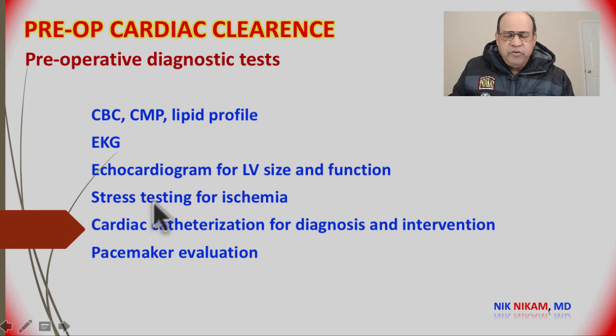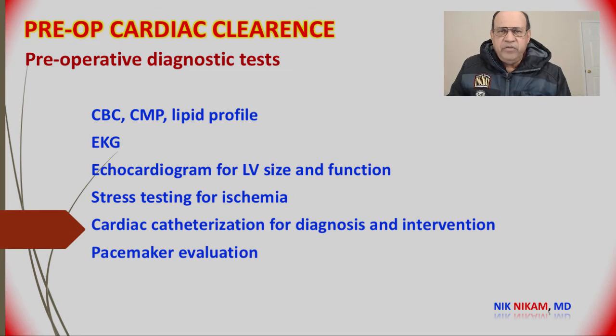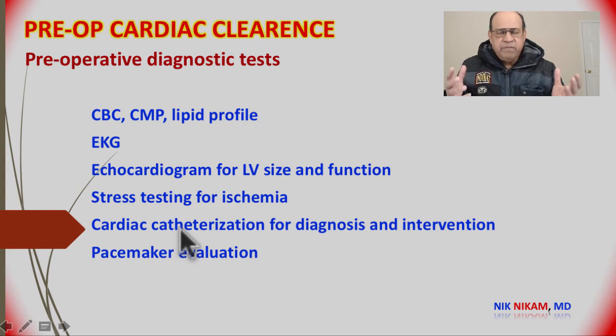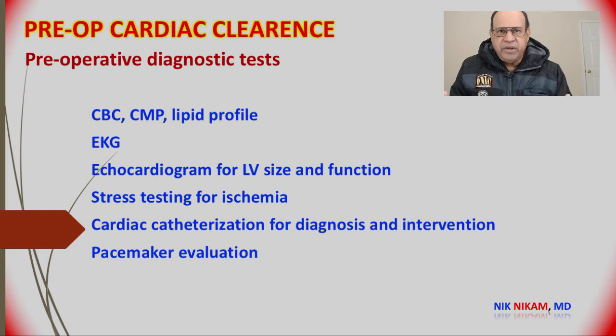Stress testing is primarily indicated for patients with a history of ischemic heart disease or patients who have multiple risk factors for heart disease and to assess the degree of reversible myocardial ischemia. Cardiac catheterization is indicated if the stress testing or myocardial perfusion imaging shows any evidence of reversible myocardial ischemia.